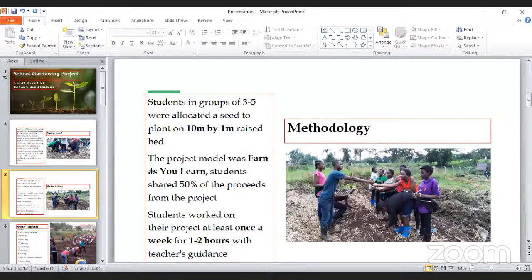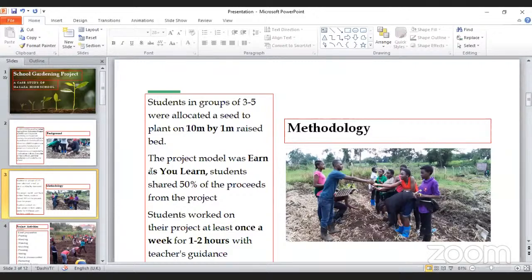The project model that we worked with was called Earn As You Learn. In this model, students were getting 50%. If, for example, they had a cabbage garden, and there were 10 cabbages that we sell for 10,000, the group would have earned 10,000. So we give them 5,000 and the school keeps 5,000 for sustainability, for buying seeds the next time.